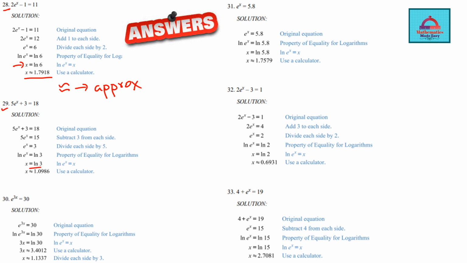For that ln 3 we need. So ln 3 on your calculator would come out to be 1.0986 to 4 decimal places. In a similar way, check your answer for 30, 31, 32 and 33.